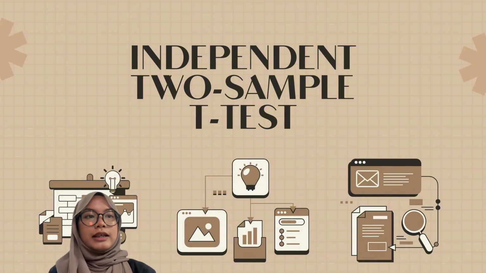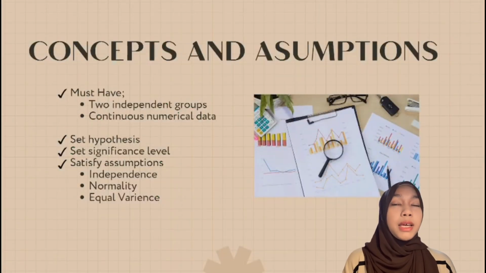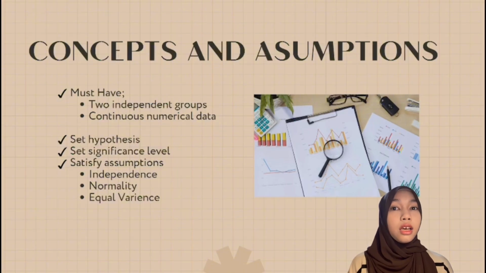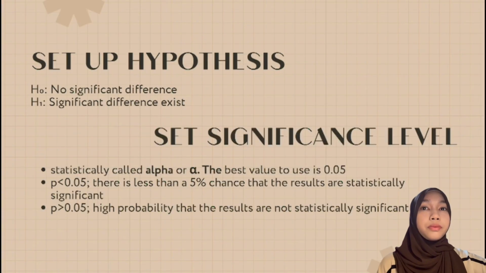independent two-sample t-test. To use an independent t-test, you must first have two independent groups and continuous numerical data. Then you must set the hypotheses, set the significance level, and satisfy these assumptions, which are independence, normality, and equal variance. For the hypotheses, there are two: the first is no significant difference, and the second is that a significant difference exists.